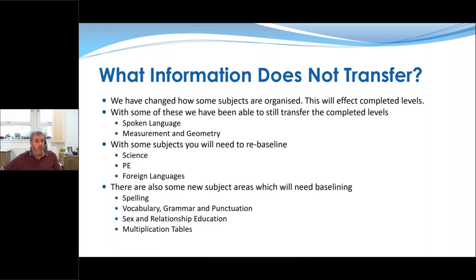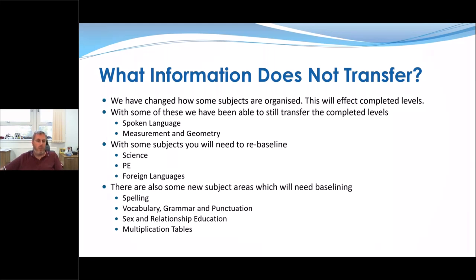And there are also some new subject areas which will need baselining. So within English, we've added in a spelling appendix, and a vocabulary, grammar, and punctuation appendix. We've added a brand new area, sex and relationship education, to progression steps. And within maths, we've got the multiplication tables appendix. So they will need baselining, or you can leave them, it's all up to you.